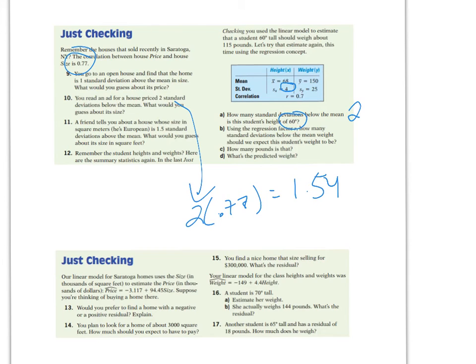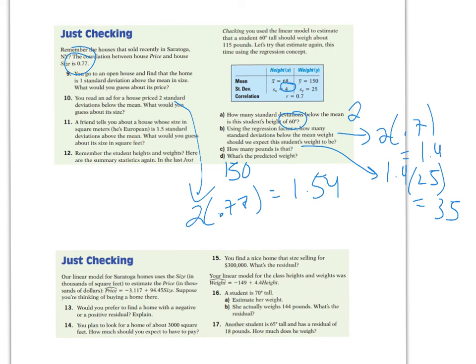But using the regression factor R, how many standard deviations below the mean weight should we expect the student's weight to be? So B, if it's 2 standard deviations, it's 2 times that correlation, so it's 1.4. How many pounds is that? So you have to do 1.4 times 25, because that's your Y standard deviation. And that comes out to be 35. And then what's the predicted weight? So you want to do your actual minus 35, which is going to give you the 115 pounds.